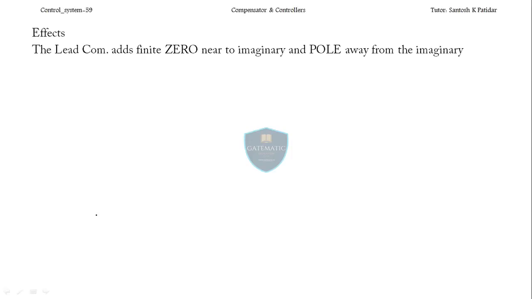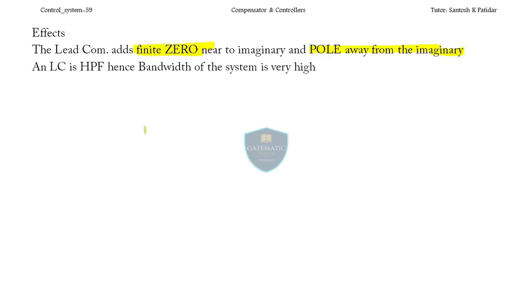So the first point is the lead compensator adds a finite zero near the imaginary axis and a pole away from the imaginary axis. Finite zero, very important point, and the pole away from the imaginary axis. This is the first point, you know very well. Now a lead compensator is an HPF, high pass filter. Hence the bandwidth of the system is very high. You know very well what bandwidth is all about.